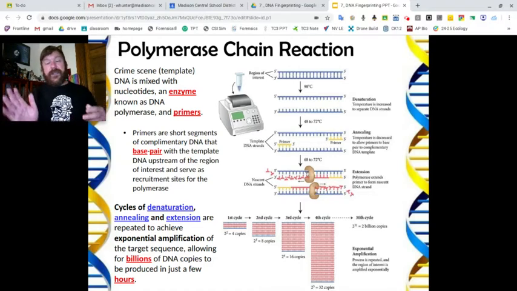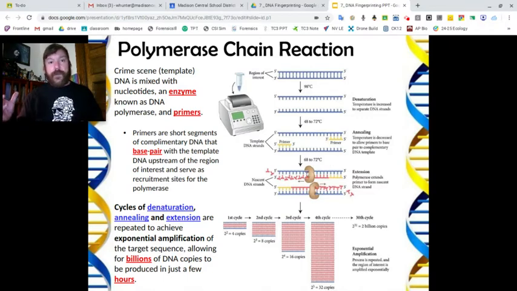They will bind to that and give the DNA a kind of building block to start from. And then we start with what's called annealing. And then we go through the extension phase. Extension, you heat it back up a little bit.